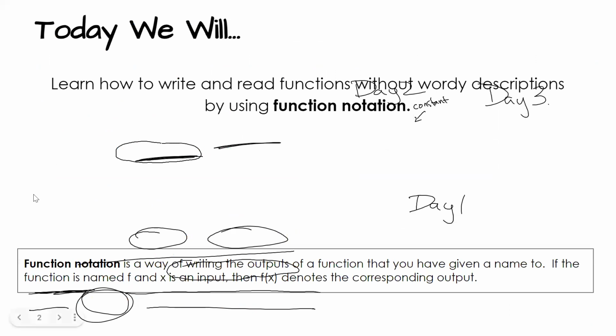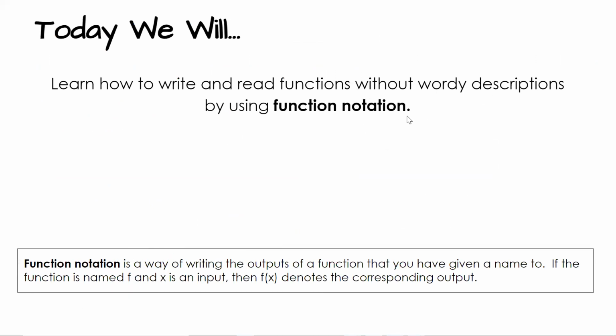All right, so today we're going to talk about function notation. You have seen this since day 1 in 6th grade, okay? So function notation is a way of writing the outputs of a function that has been given a name. If the function is named f and x is the input, then we have f of x that denotes the corresponding output. I know none of that made sense. Basically, what we're doing is we're saying, hey, we got a function, and here's the name. The name is f of x. That's all that's saying.